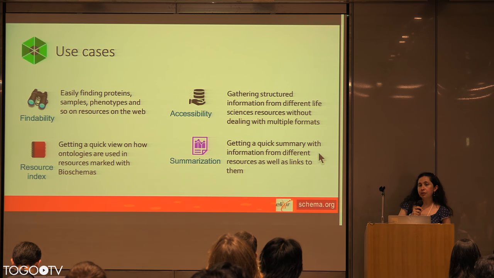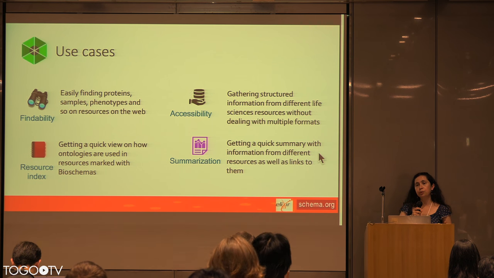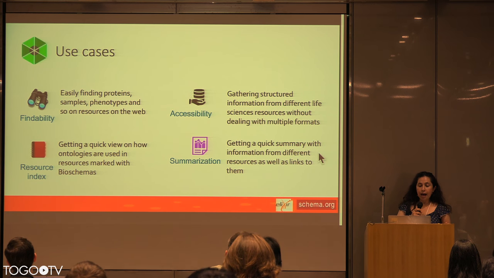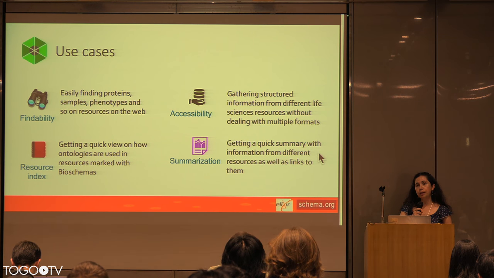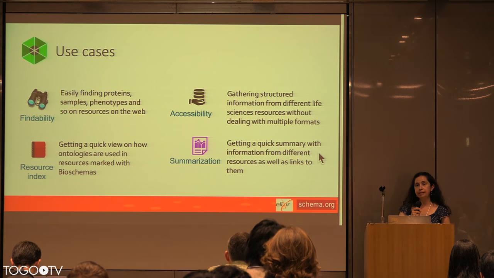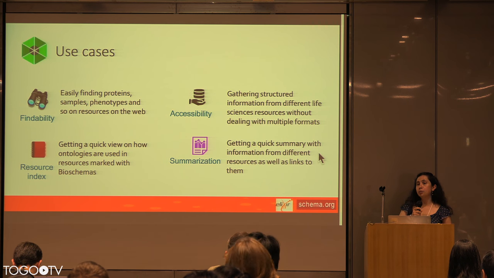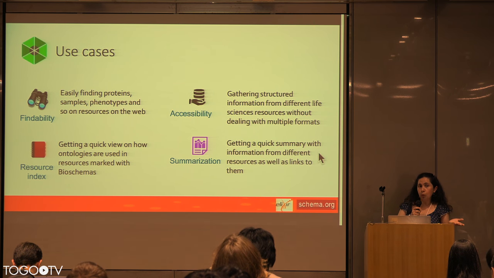The use cases that we have identified for Bioschemas are, first, findability, particularly regarding the results retrieved by search engines. Accessibility as well, due to the common format that web pages marked up with Bioschemas will use. Building a resource index is another use case, which will use all the data marked up with Bioschemas and pointing to ontological terms. And summarization, so whenever someone is looking for a biological entity in Google or Yahoo, etc., they'll get one of these kinds of info boxes that you get whenever you're looking for a movie or a recipe in Google.